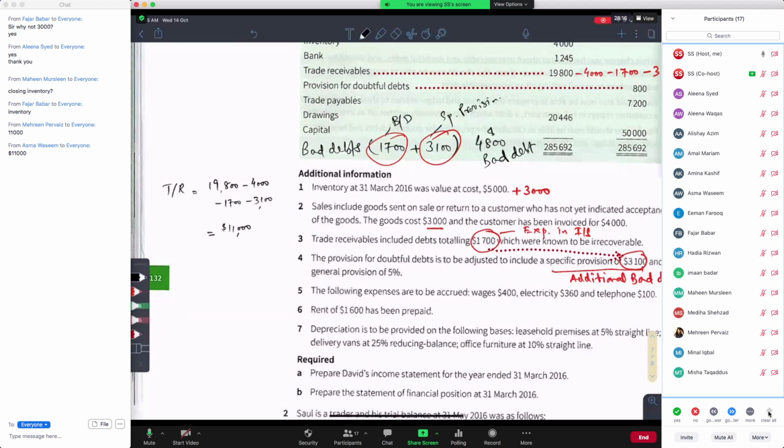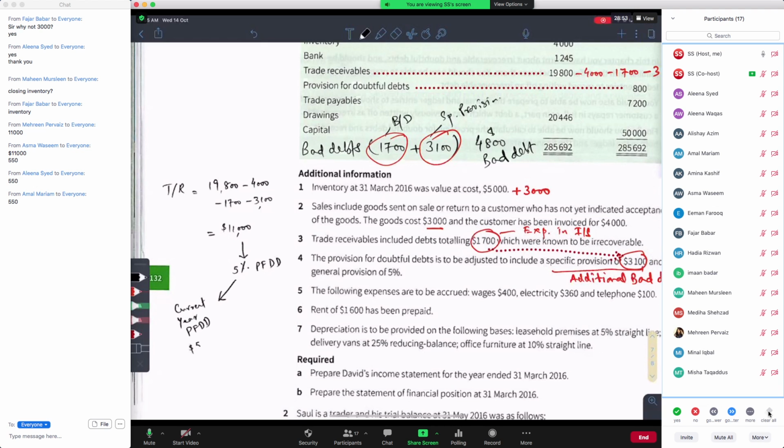And that means when you make the balance sheet, in the current assets section, when you show trade receivables there, you're not going to write 19,800, but you will write $11,000 as your trade receivable. Now, this $11,000 is subject to a 5% provision for doubtful debts this year. So what is the amount of the current year's provision for doubtful debts? 5% of 11,000. That is $550. Thank you, Alina and Asma.